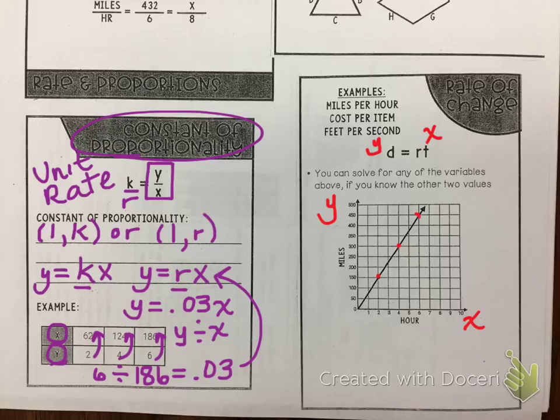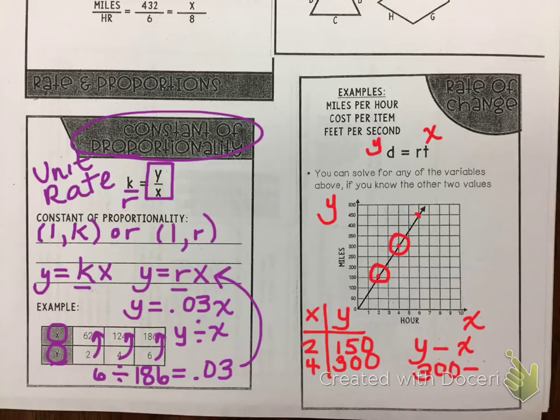So I'm going to just make a quick little X and Y table. So I have 2 and 150. That would be this one right here. And I have 4 and 300. So now I'm looking for my unit rate. So unit rate is y divided by x. I can choose either one of these points, so I'm just going to use 300 divided by 4, and that equals 75. So my unit rate is 75, and I can find that actually on my graph.